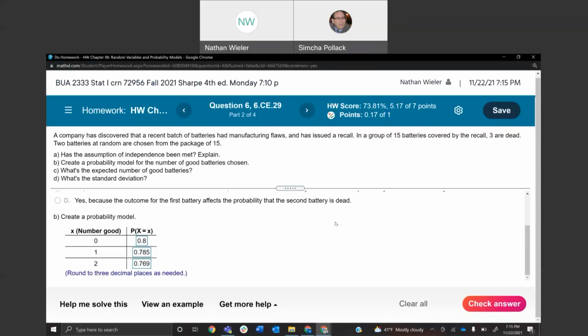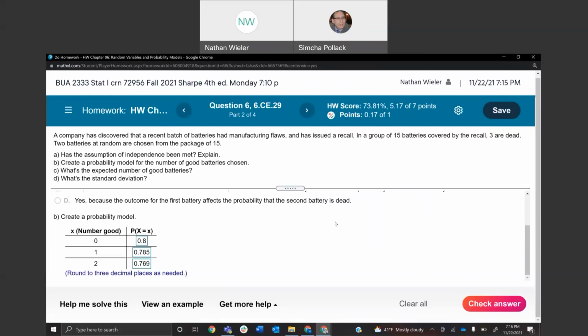What's the chance that 0 are good? That means both are bad. They're focusing on good. What's the chance none are good? Well, that means both of them have got to be bad, right? 2 out of 2 have got to be bad. So what's the chance the first one is bad? We said it's 3 out of 15. And what's the chance the second one is going to be bad also? Well, there are 2 more bad ones in the batch because we took one out already. So it's 2 out of 14. So it's 3 out of 15 times 2 out of 14.